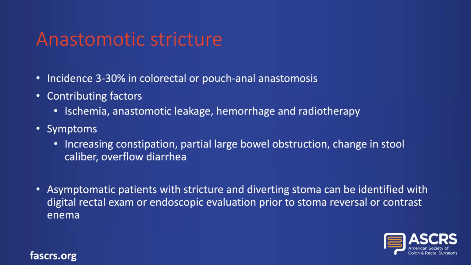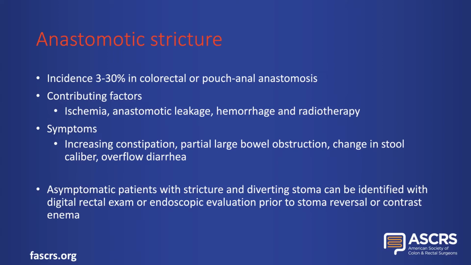There's a 3 to 30% rate of stricture, which is usually higher, with the pouch anal anastomoses having the highest rate of stricture. Contributing factors obviously are going to be blood supply, hemorrhage, a lot of times abscesses or anastomotic leak can cause stricture, and obviously previous radiation. These patients can either get increasing constipation with thinning stools, or they can also get overflow diarrhea because the stricture is causing a partial obstruction.